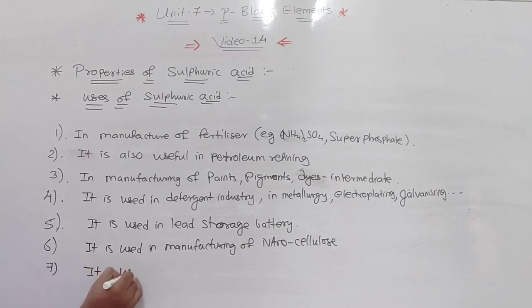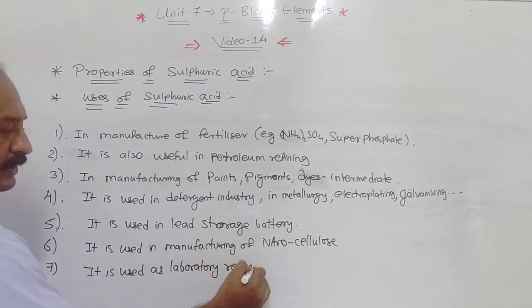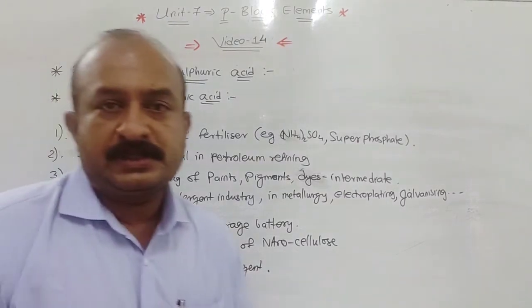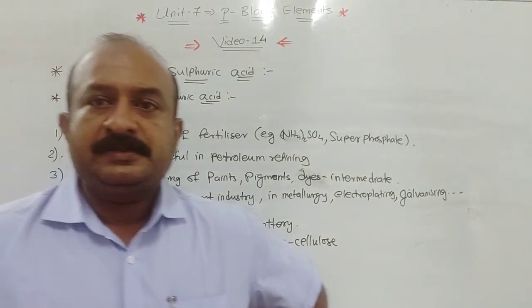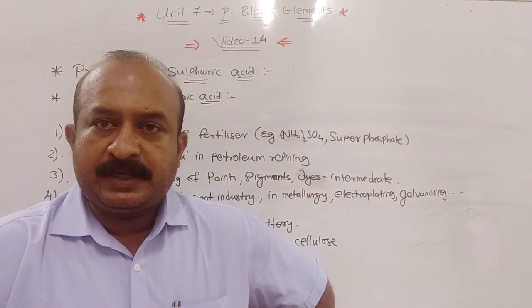Clear? And also if you don't know any point, you can write that it is used as a laboratory reagent. Okay, this is the best you can remember. So this was all about uses, then the physical and chemical properties. So this was all about sulfuric acid.